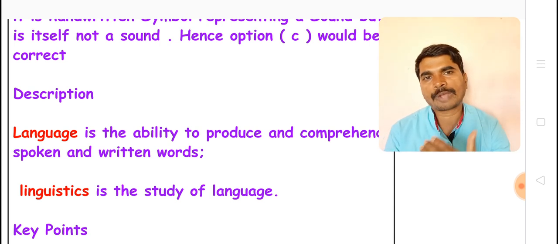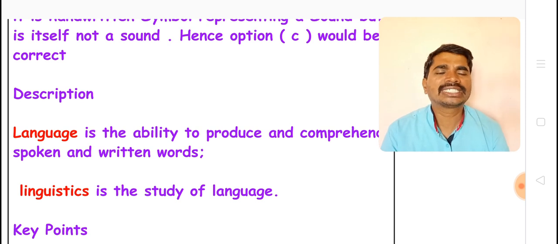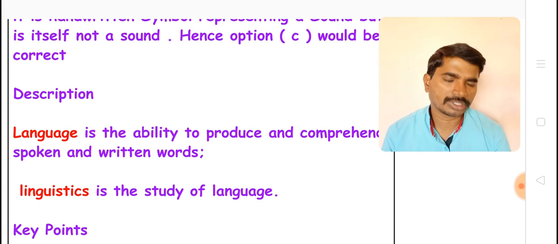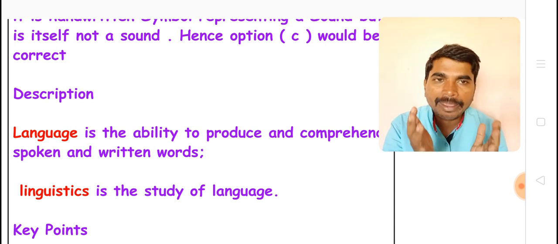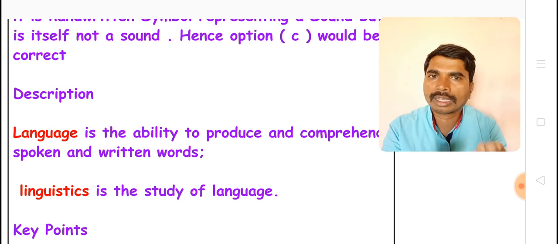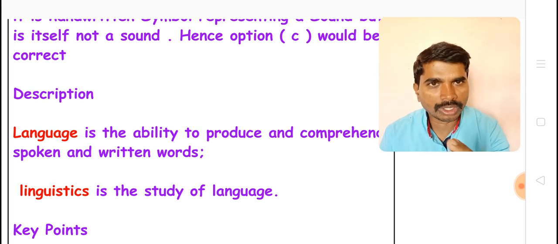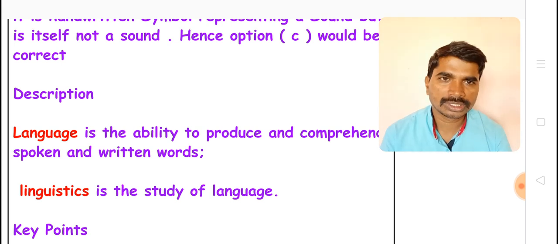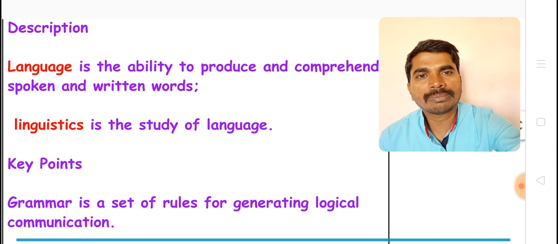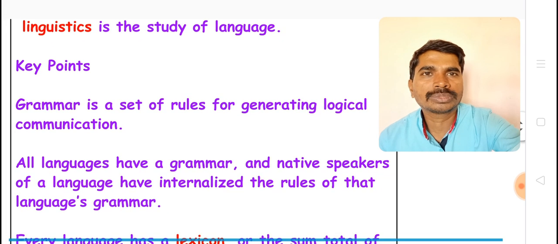Let's begin with language. What is language? It's the ability to produce and comprehend spoken and written words. What is linguistics? Linguistics is the study of language. Some of the very, very important items in linguistics.